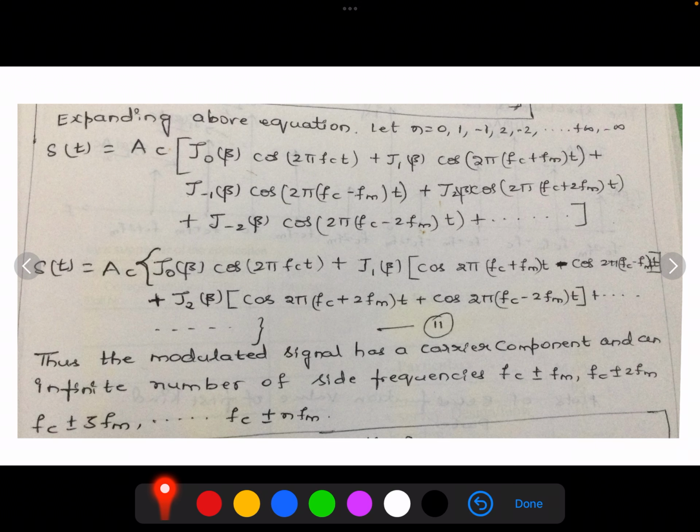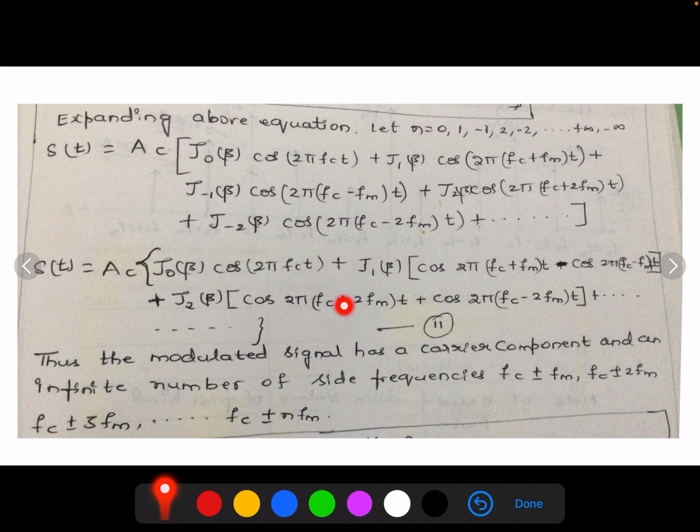Now if you expand this above equation with respect to n from 0, 1, minus 1, 2, minus 2, till plus infinity and minus infinity, we will get S of t in terms of the Bessel's functions J0, J1, J minus 1, J2, J minus 2, like this it goes on. Now just rearranging these terms will give you the equation thus.